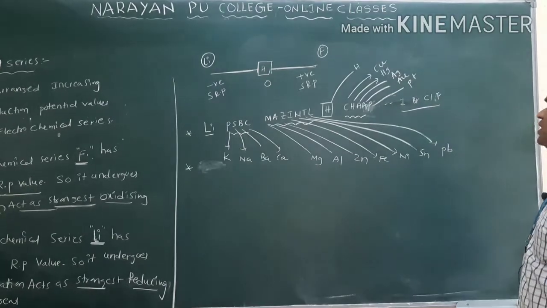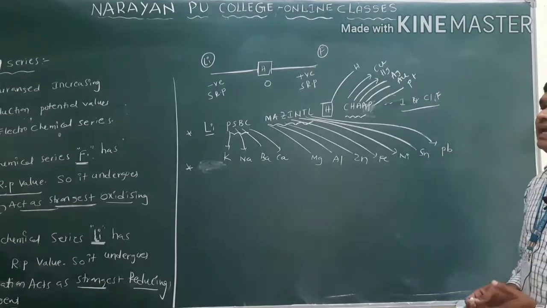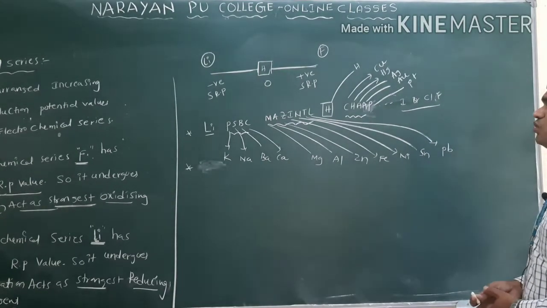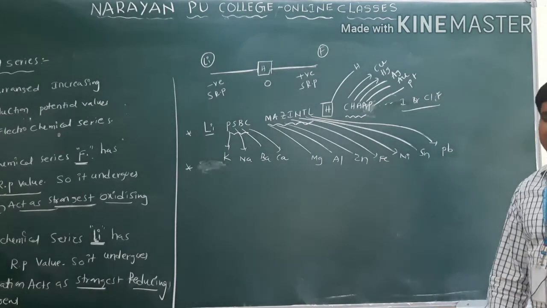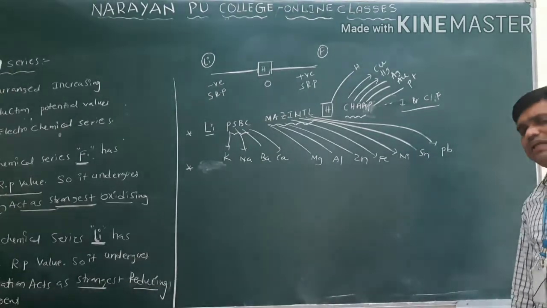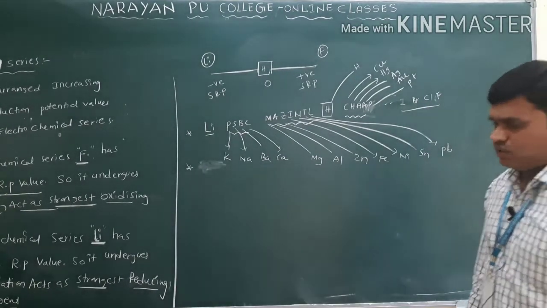Iodine is there, bromine is there, chlorine is there, and fluorine is there. So this is the reactivity order of which series? The electrochemical series only. If you keep this code in your mind, it is very easy to solve the questions based on the electrochemical series. Mainly in the objective questions, they will give questions based on the electrochemical series only.